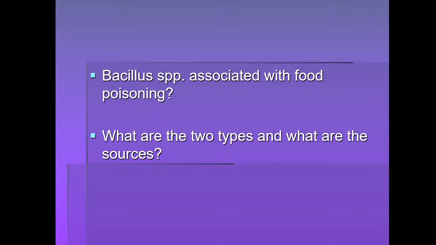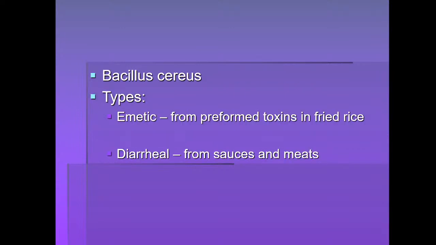There are two types of food poisoning that you can get from this organism: the emetic type and the diarrheal type. The emetic type is because of preformed toxins in fried rice, whilst the diarrheal type is from sauces and meats. So sauces and meats that have been stored for a very long time can have Bacillus cereus in them.